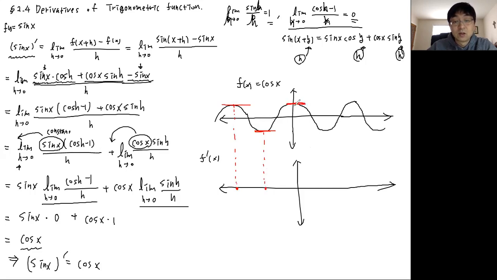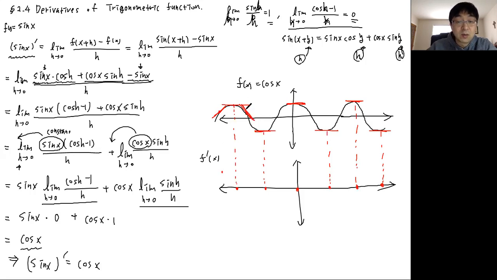The slope is 0 here, and here, and here. Next, what happens in this part? You can see at this point we have a positive tangent line. The slope of the tangent line is a positive number. This point has positive slope.